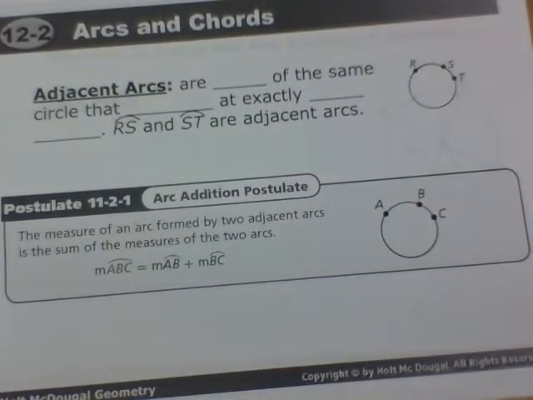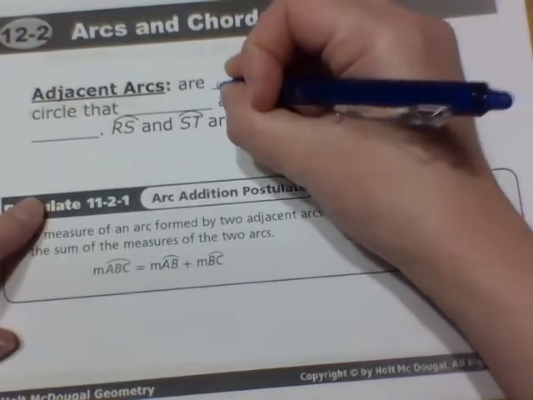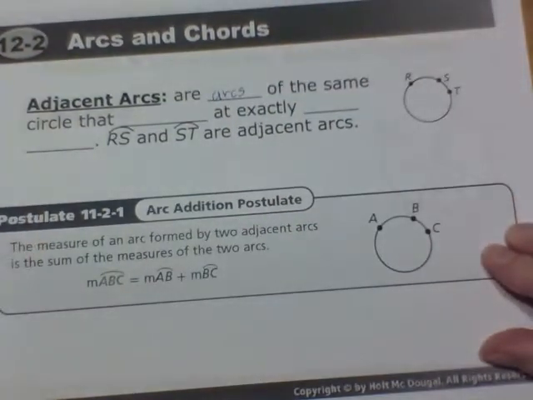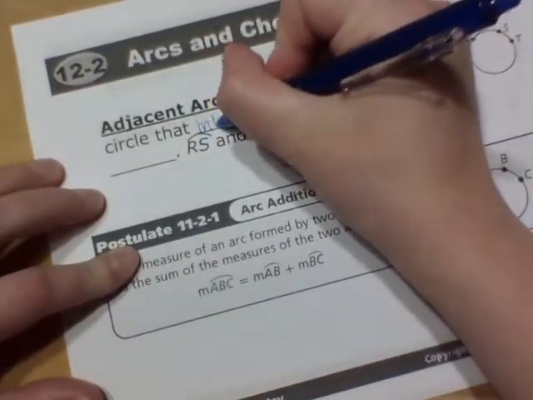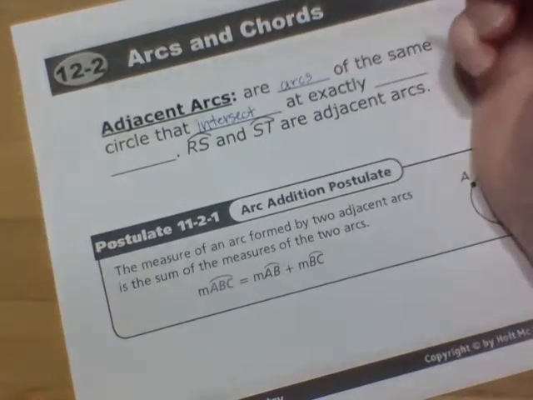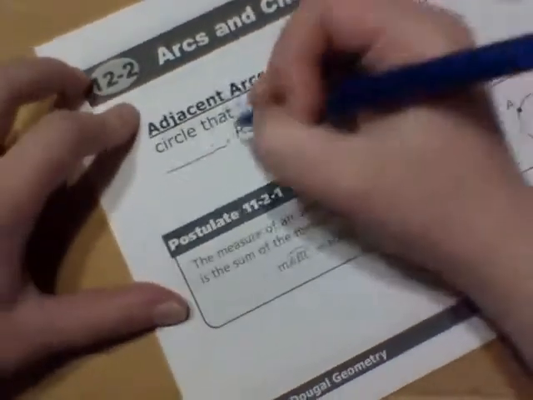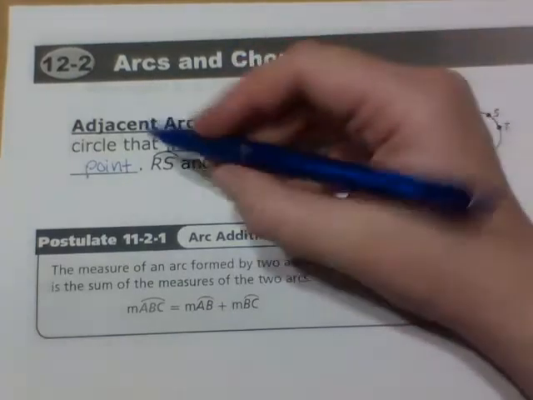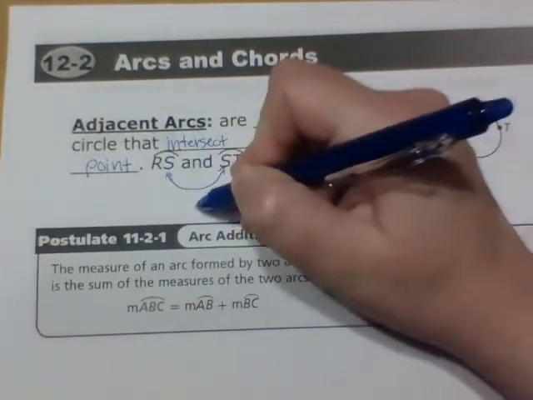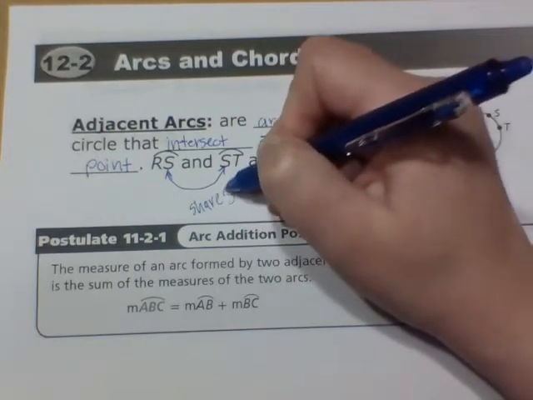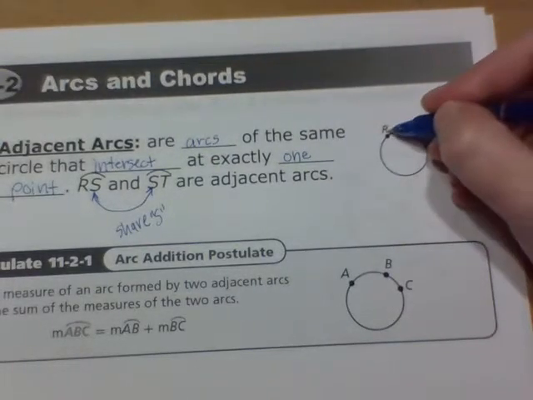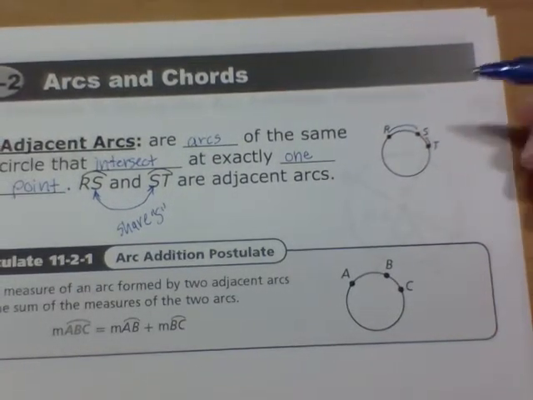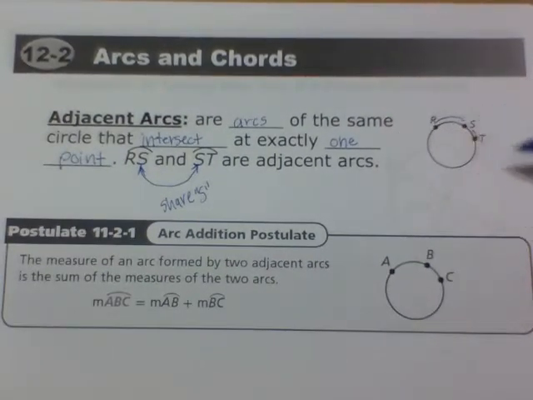The next piece talks about adjacent arcs. Adjacent arcs are just like we were talking about with trig. Adjacent means next to, so they are arcs of the same circle that intersect or share exactly one point. In that case, RS and ST, this is their shared point, are adjacent arcs. Here we are, RS, this one, and ST, this one. Whatever those central angles happen to be, those would be adjacent arcs.